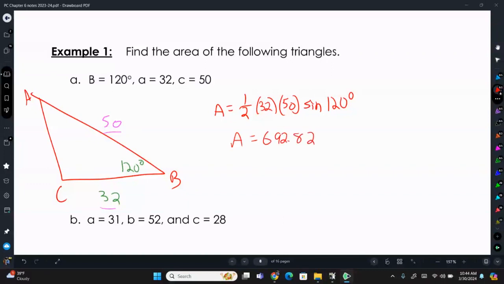Now they didn't give us any units, so we don't need to write inches or anything like that. Sometimes people will write square units like that. But we just want to make sure that they don't give us a specific unit to use.